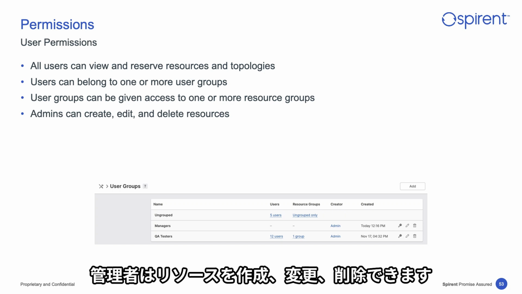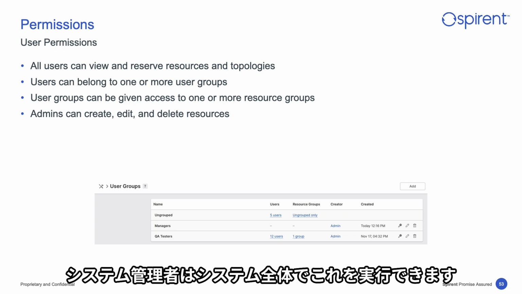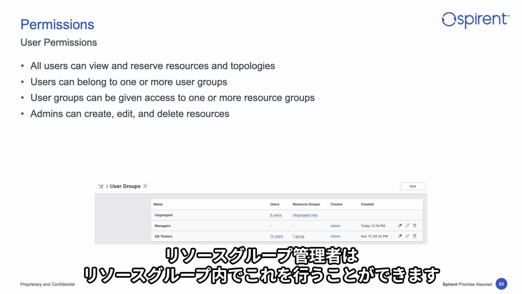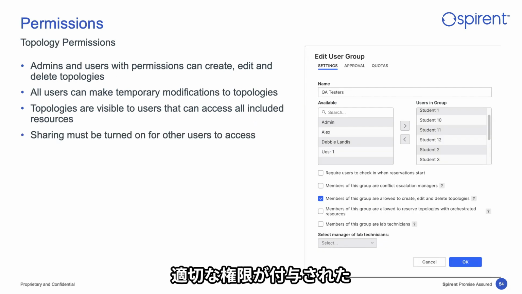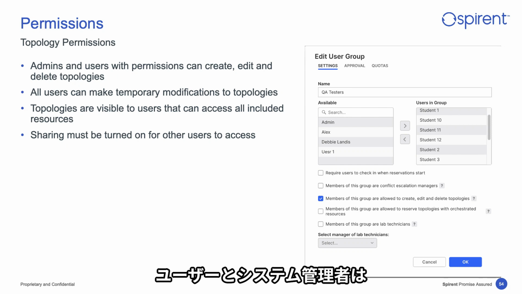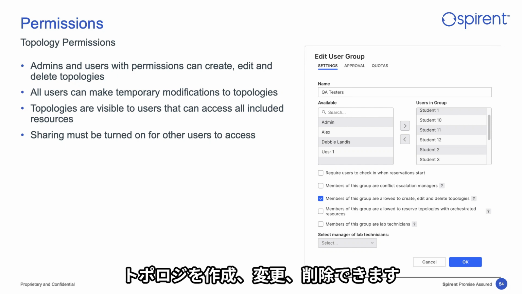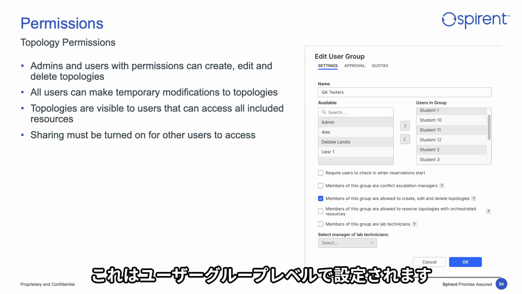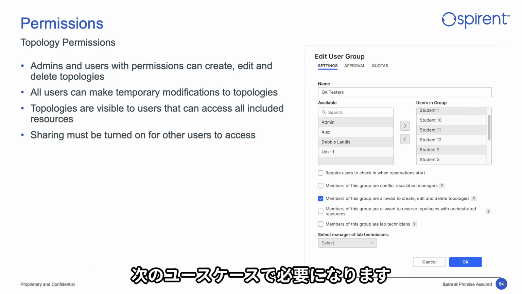Admins can create, modify, and delete resources. System admins can do this across the entire system. Resource group admins can do this within their resource group. Users that are granted the correct permissions and system admins can create, modify, and delete topologies. This is set on the user group level. Our user group has that ability, and we will need it for our next use case.